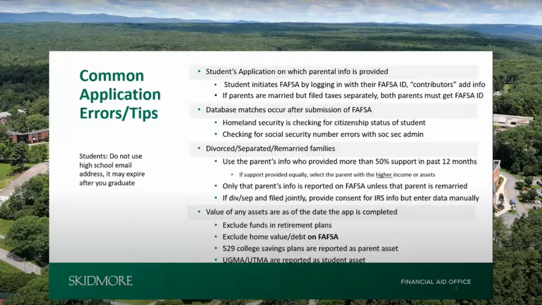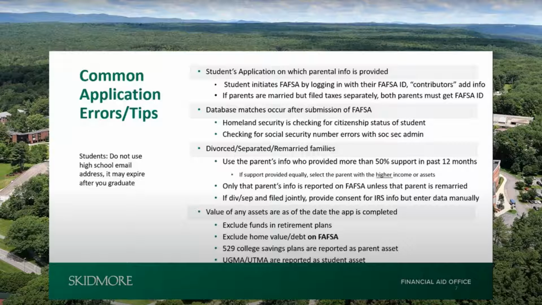You also don't include the value or debt of your home on the FAFSA. They do not consider that when determining your eligibility for federal student aid. So make sure not to include your home value. 529 college savings plans, if your family has one of those for you or another dependent in your household, do have to be included as an asset in the parent section of the financial aid application, not in the student section.